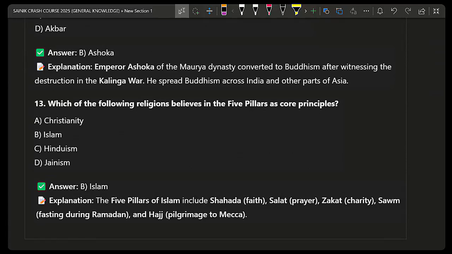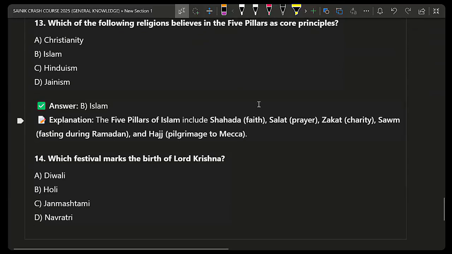Simple question. Which festival marks the birth of Lord Krishna? Diwali, Holi, Janmashtami, Navaratri.